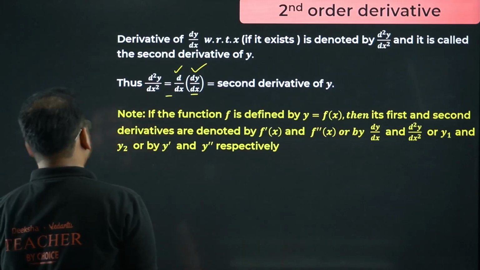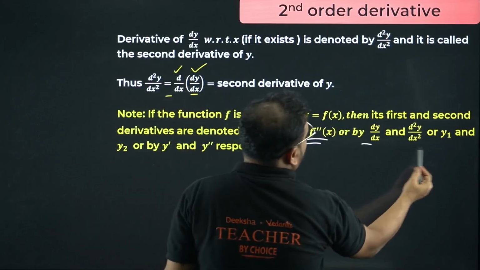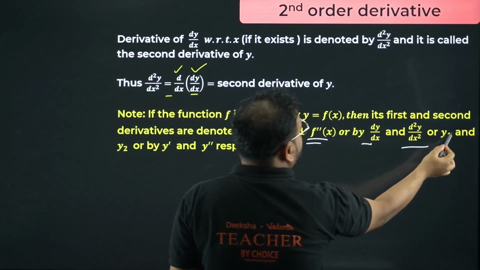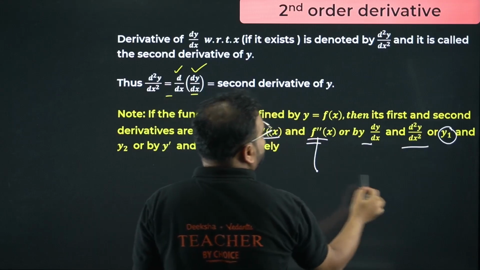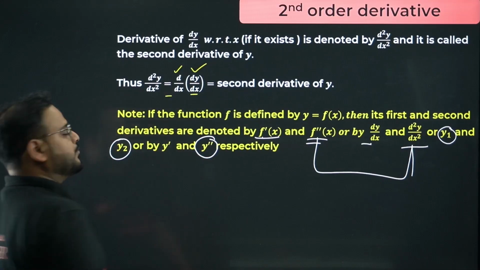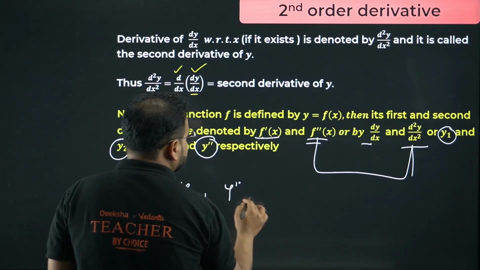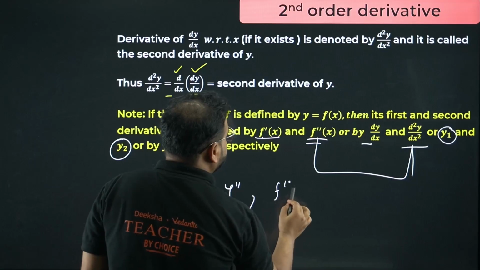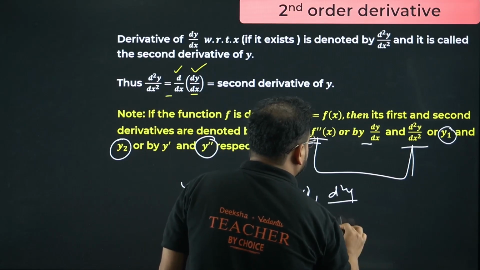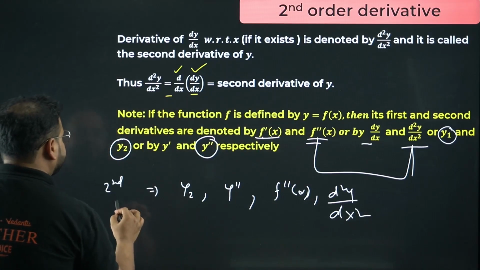The notations are like this: f dash of x, f double dash of x, dy by dx, or d square y by dx square. F dash of x is the same as dy by dx or y1. And y double dash is the same as y2. So y2 you can write as y double dash, you can write as f double dash of x, or you can write as d square y by dx square. All have the same meaning: the second derivative.